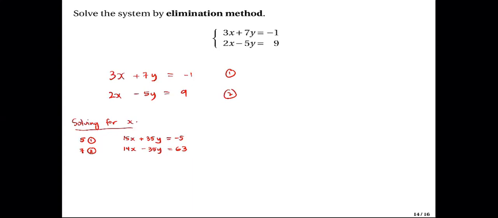And then we add them together. If we add them, we'll have here 29x. This is equal to negative 5 plus 63. That's 58. And then we solve for x. This is 58 over 29. 58 over 29, that's equal to 2. So this is our x.